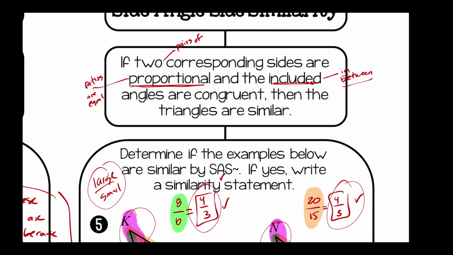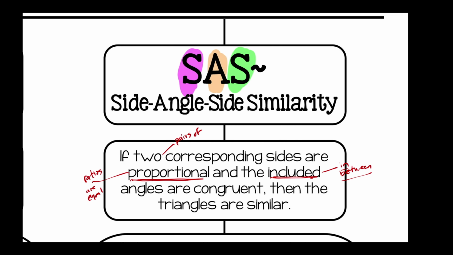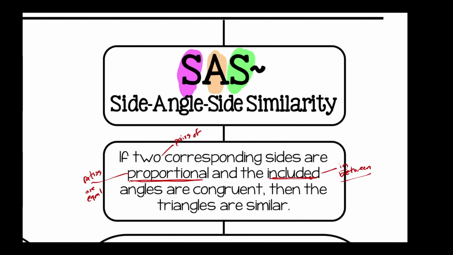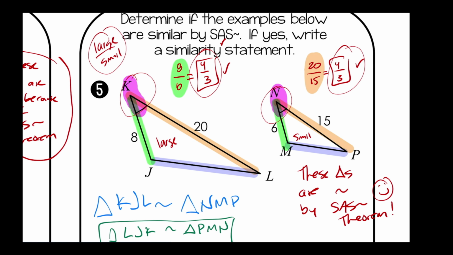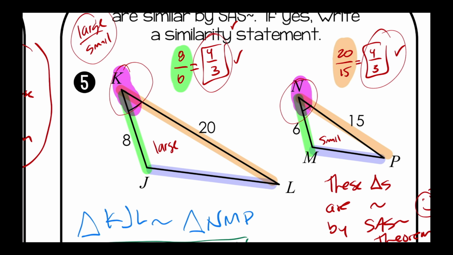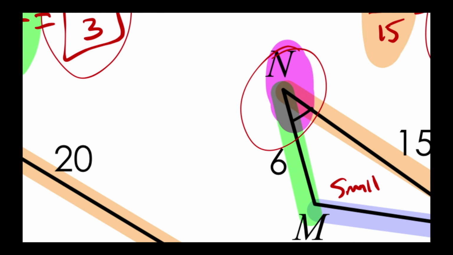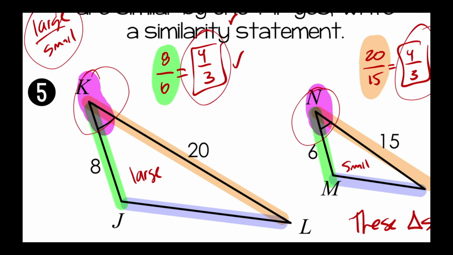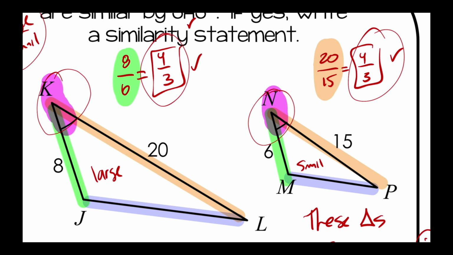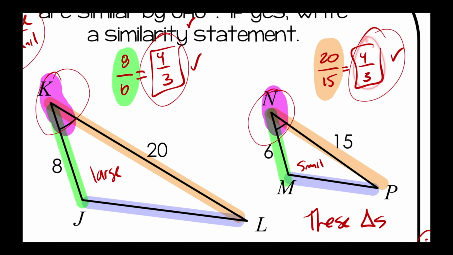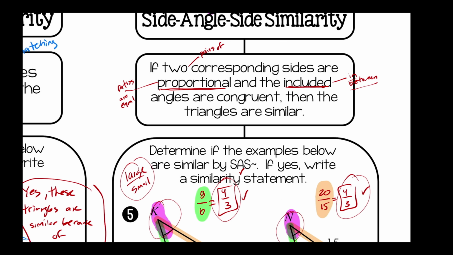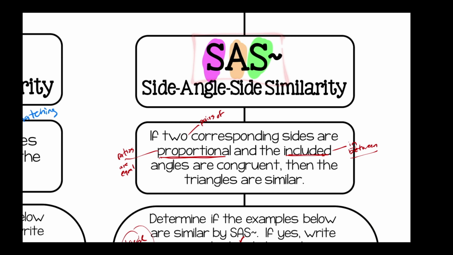And then there's a third one called SAS similarity, where we have two sides that are proportional, and then the angle in between them is congruent. So right here, if we look, the green, we did 4/3. We did the orange, which is 4/3. So those ratios are equal, and the angle in between them is equal. So now we have side, angle, side similarity, right? These two sides have a ratio of 4/3. These two sides have a ratio of 4/3. That means they both are proportional, and the angle in between them is congruent. So now we can say, yes, these two triangles are similar because of SAS similarity.